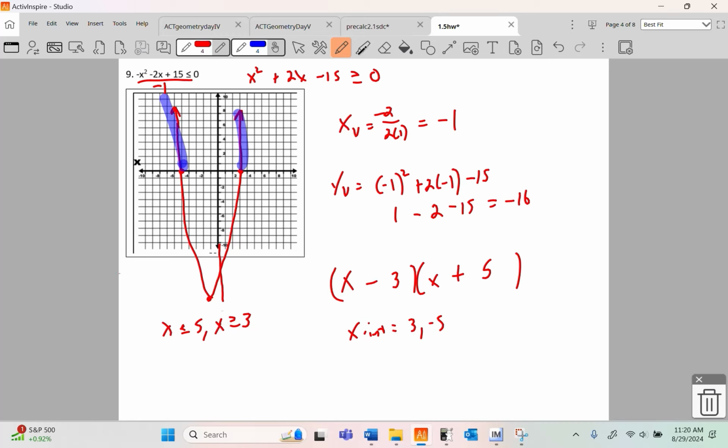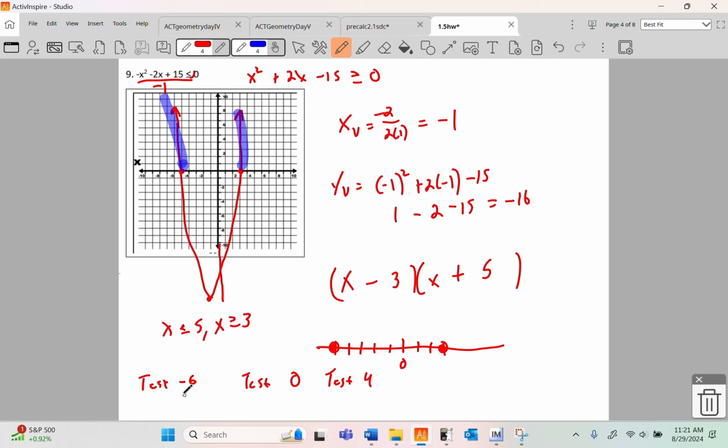Now, the algebraic check is the part that kids don't like, and there's nothing I can do about that. We take our critical values, which were 3 and negative 5. We place them on a number line. These get to be solid dots this time because we had equality. And then we test around them. I'm going to test to the left, which is negative 6, in the middle, which is 0, and to the right of 3, which is 4.